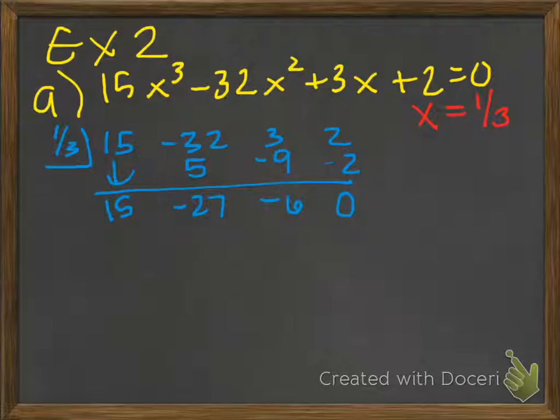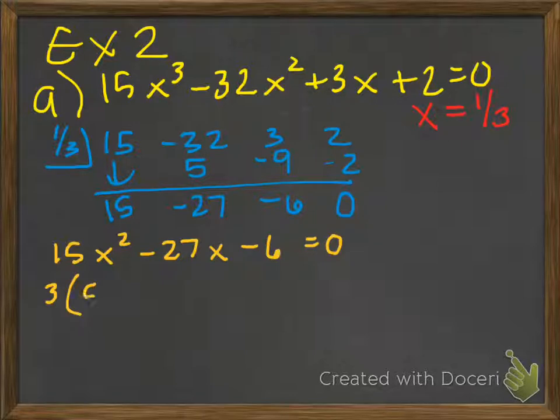The reason I get no remainder is that 1/3 is an answer, or a solution, or a root, or a zero, any of those terminologies you'd like to use. So that means I'm now down to the second power: 15x squared minus 27x minus 6 equals 0. To make the numbers a little bit smaller, I can divide the entire problem by 3, or factor a 3 out. So if I pull a 3 out, I'm left with 5x squared minus 9x minus 2 equals 0.